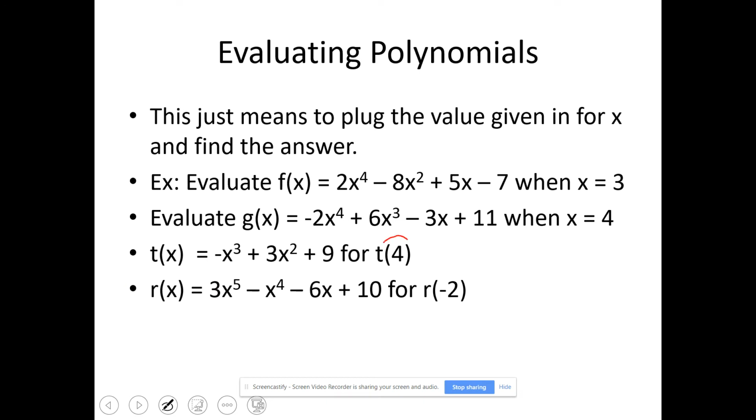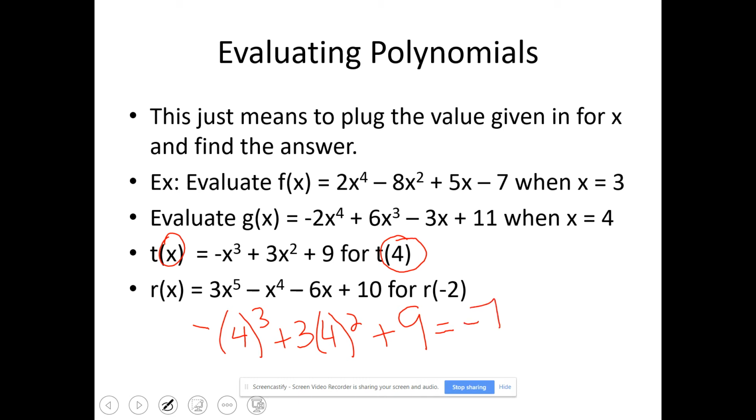Third example, this is asking us to plug 4 in for x. So we have negative 4 cubed plus 3 times 4 squared plus 9. I plug all that in and we get negative 7. So when x is 4, the answer is negative 7.